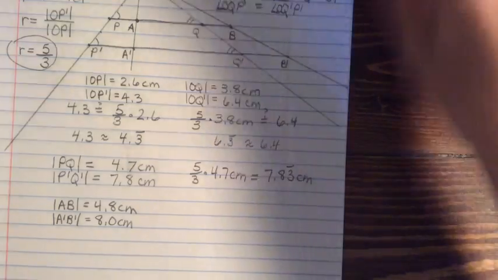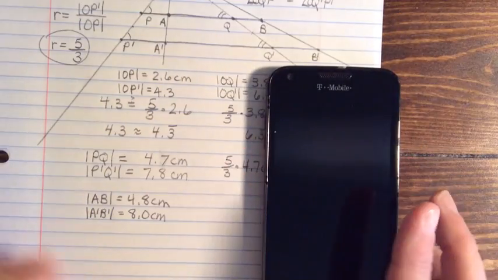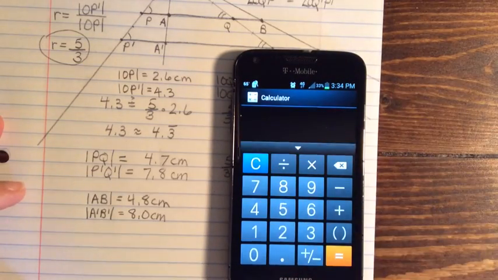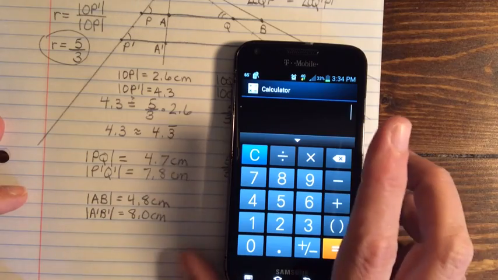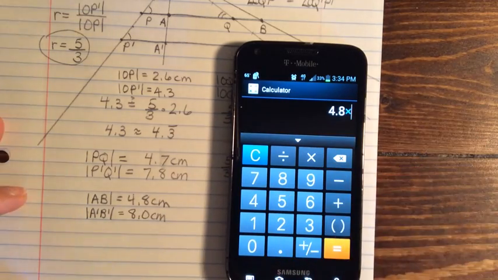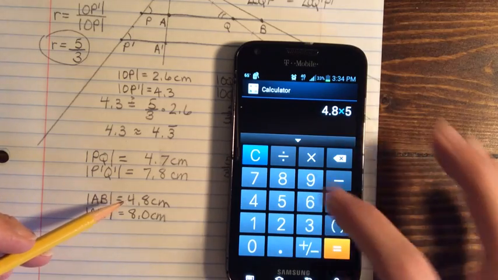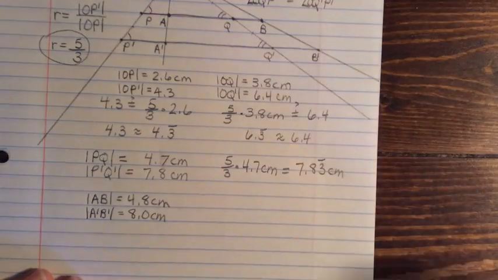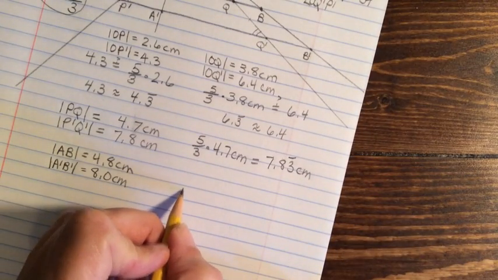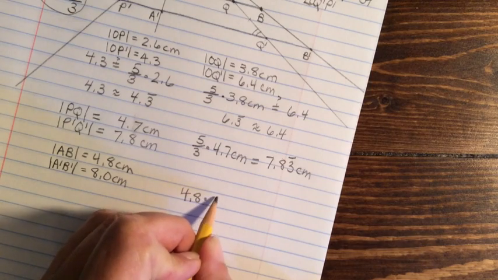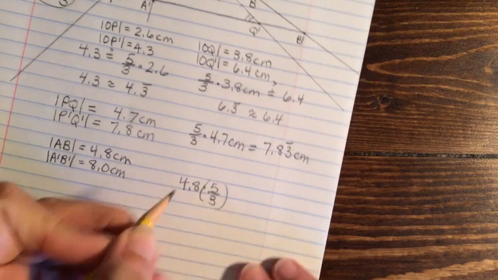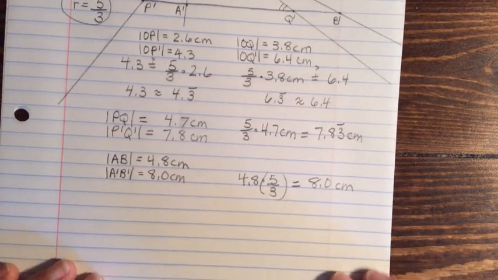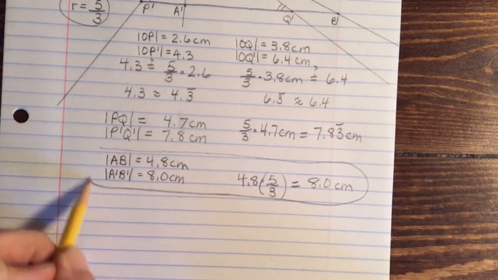So I'm going to do my calculation here to make sure that that is the scale factor times... I already did it here. So let's see, we've got 4.8 times 5 divided by 3, 5/3, is equal to 8. That one came out exactly. So 4.8 times 5/3, the scale factor, is exactly equal to 8.0 centimeters. Okay, so we've checked, that's our work for AB.